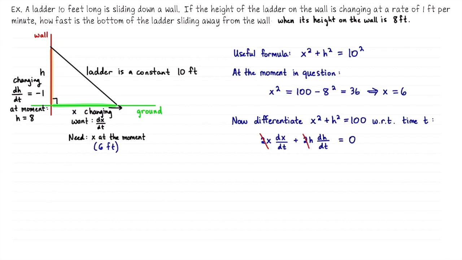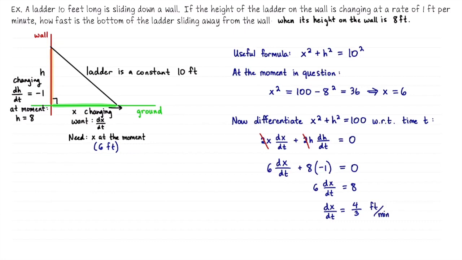Now we can plug in for x and h. x is 6, h is 8, dh/dt is -1, and that leaves us with one unknown quantity, dx/dt, which we can now solve for, and we get dx/dt is 4/3 feet per minute.